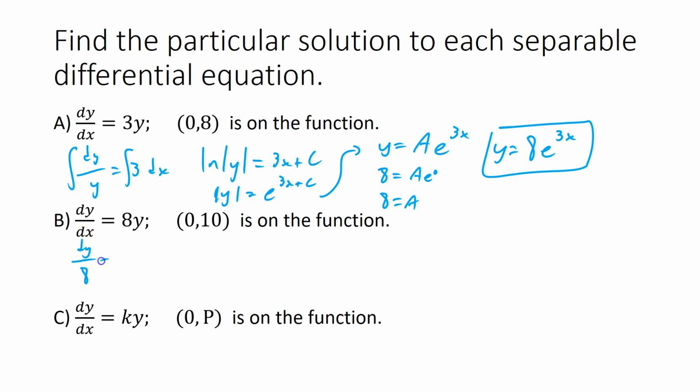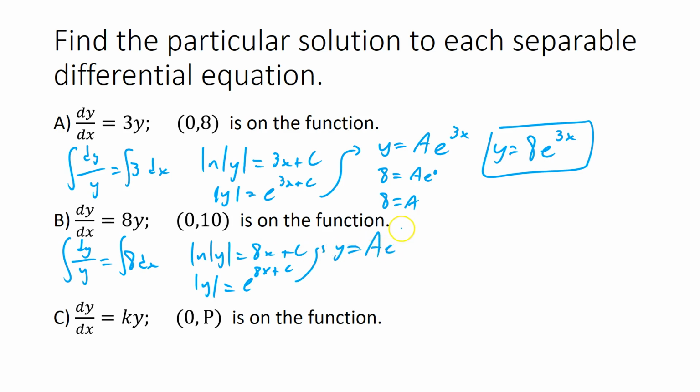All right, next one, similar idea. dy over y is equal to 8 dx. Integrate both sides. ln absolute y equal to 8x plus c. Exponentiate, absolute y is going to be equal to e to the 8x plus c. That means that y is equal to a e to the 8x. Plug in (0, 10). So we have 10 is equal to a e to the 0. So 10 is a. So y is equal to 10 e to the 8x.